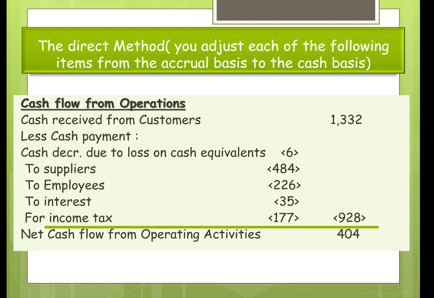And here we have it. We're then going to add up all of our cash outlays, we get $928. We're going to subtract it from our cash inflows, and we get net cash from operating activities of $404. That concludes the presentation on cash flow from operations using the direct method.